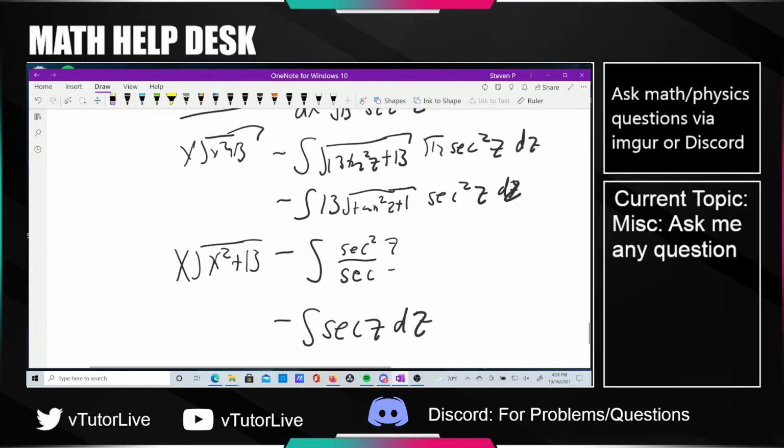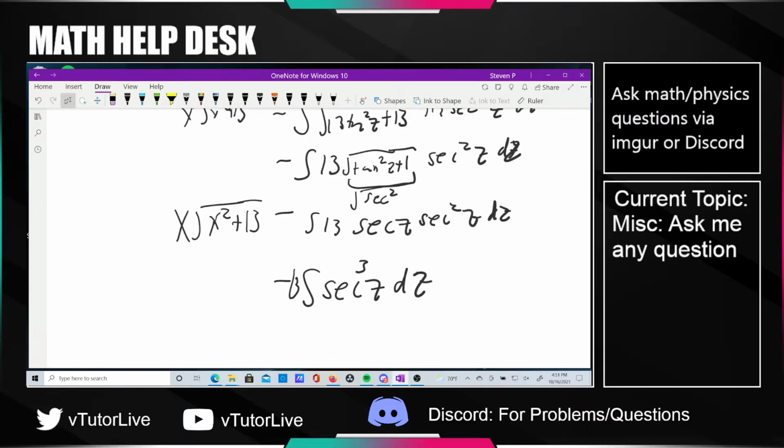right? And then the point should emerge because tan squared of z plus 1 is just secant squared. So this turns into the square root of secant squared, which is just a secant. So this turns into 13 times secant of z times secant squared of z dz. So what does this look like? This looks like 13 secant cubed z dz. See what I'm getting at here, folks? Shouldn't be too bad, right?